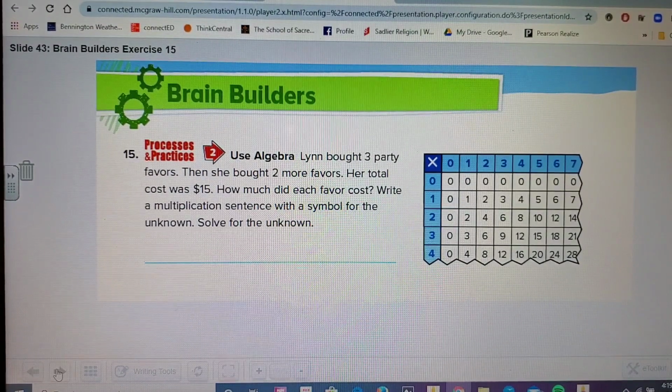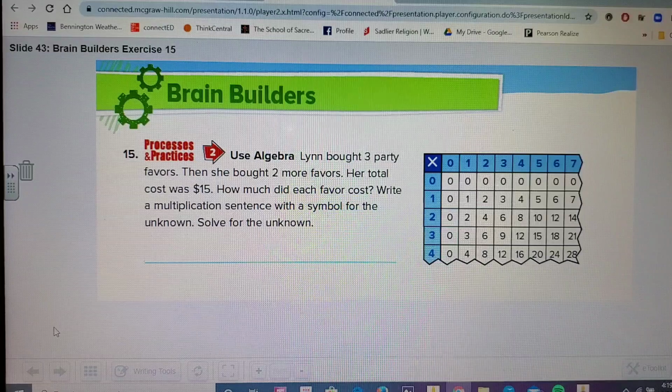Number 15, use algebra. Lynn bought 3 party favors. Then she bought 2 more party favors. Her total cost was $15. How much did each favor cost? Write a multiplication sentence with the symbol for the unknown.